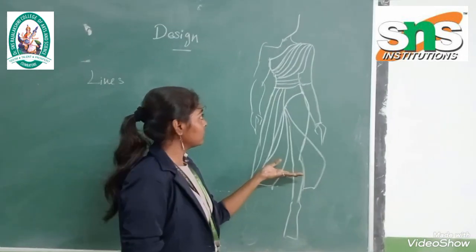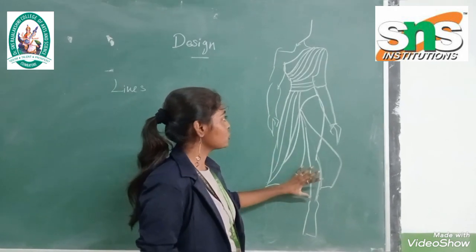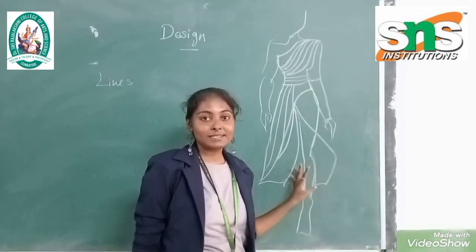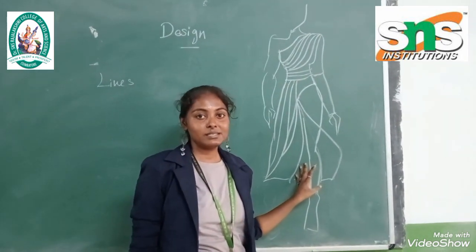So in this design, I used diagonal lines, vertical lines and horizontal lines to create a garden look. So for next, thank you so much. For the next class, we are going to learn about other elements of design and this design. Thank you.